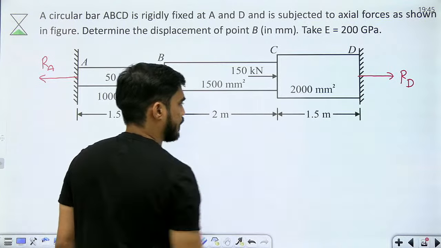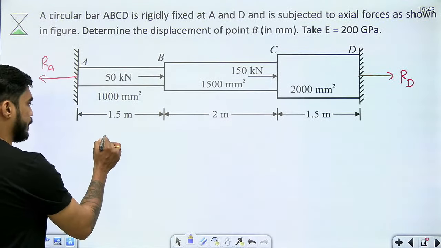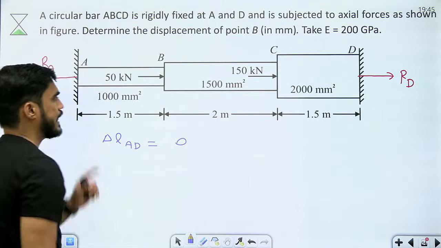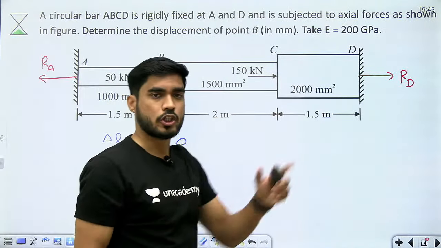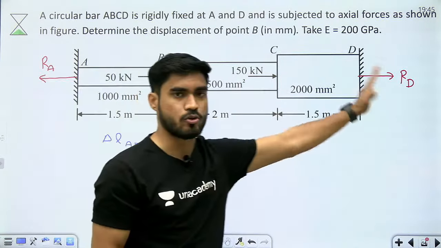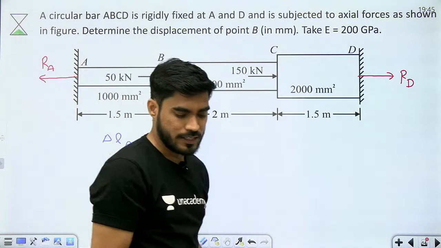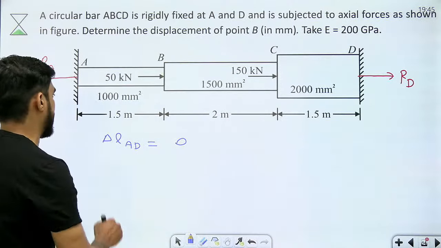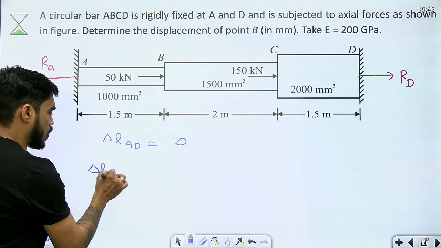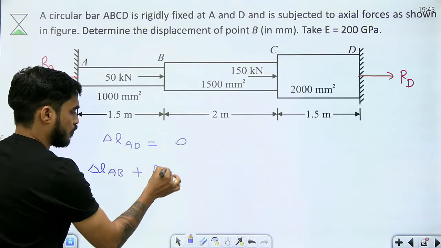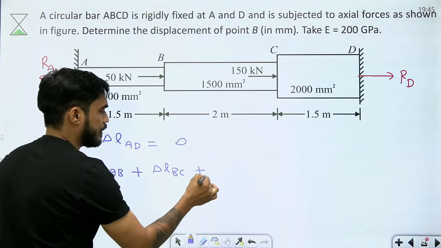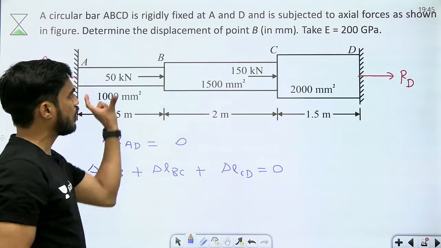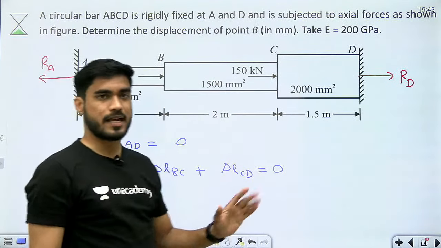And what is the compatibility equation? Delta L of AD will be 0. Total change in length from A to D will be 0. Then beta, if total change in length from A to D is 0, can I say delta L of AB plus delta L of BC plus delta L of CD is 0? AB plus BC plus CD?